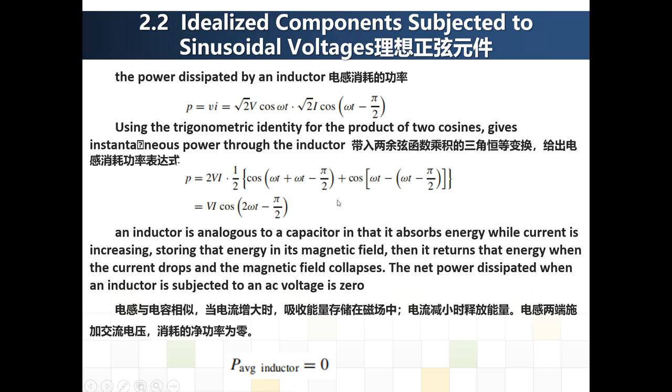Similar to a capacitor, an inductor also absorbs energy while the current is increasing. The inductor stores that energy in its magnetic field. Then the inductor will return the energy when the current starts to drop and the magnetic field collapses. So the net power distributed by an inductor is also zero. So the average power across the inductor is zero.